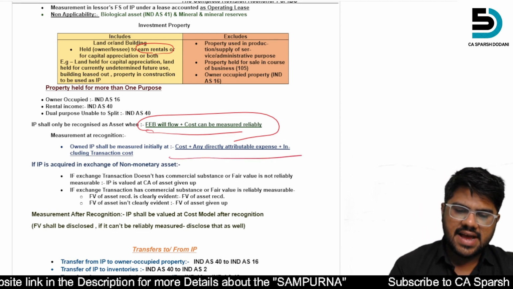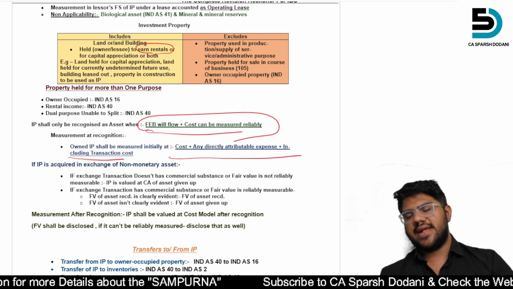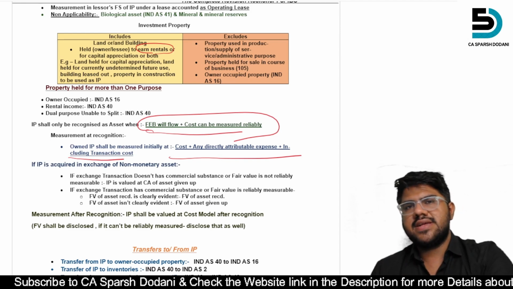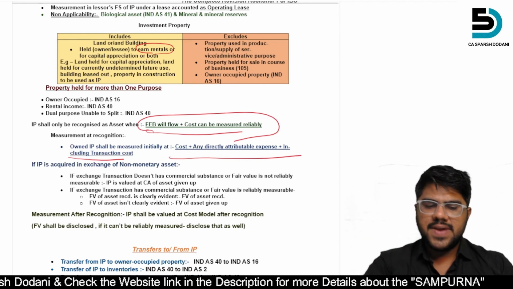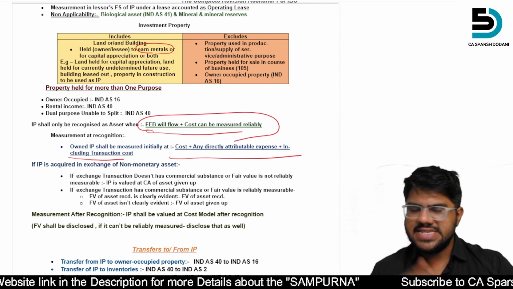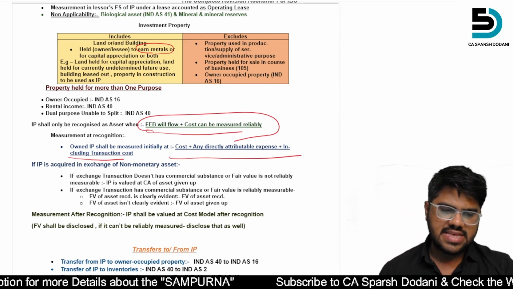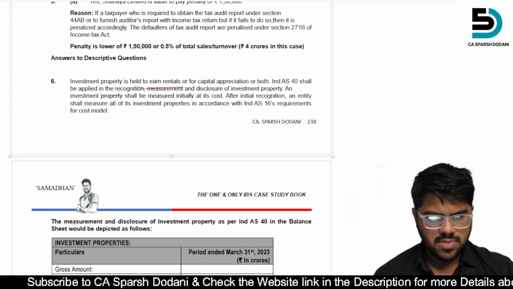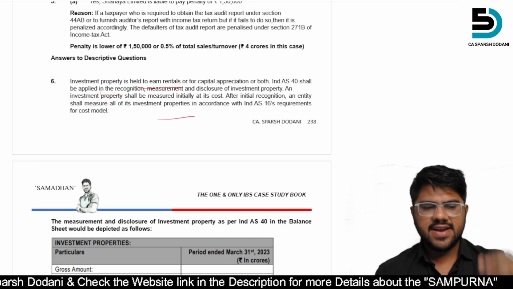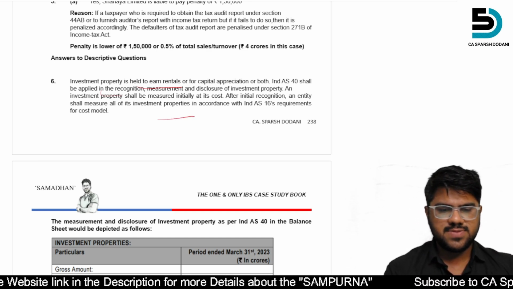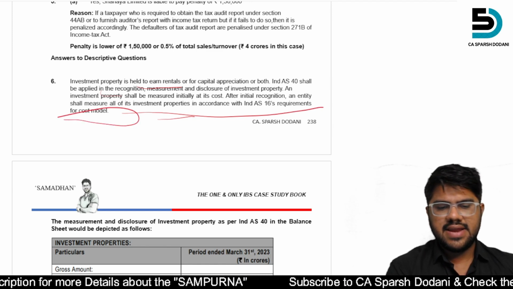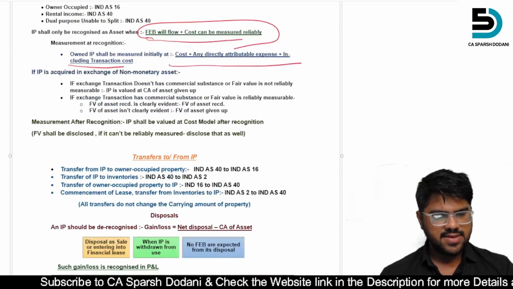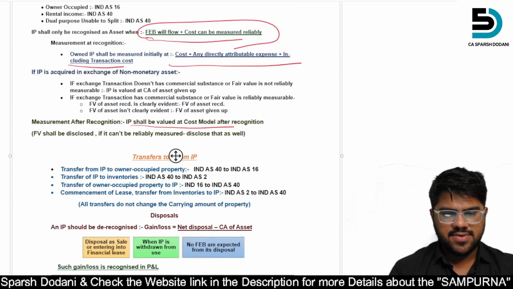Measurement: cost plus any directly attributable expense, including transaction cost. So at initial measurement, it should be recognized at cost, plus any directly attributable expenses and any transaction cost incurred for the asset. So then the cost shall be that only. After initial recognition, an entity measures all of its investment property in accordance with the Ind AS 16 cost model. जैसे हमने यहाँ पे भी देखा था, यहाँ पे भी आपको वही चीज मिलेगी. Then measurement after initial recognition shall be at the cost model.